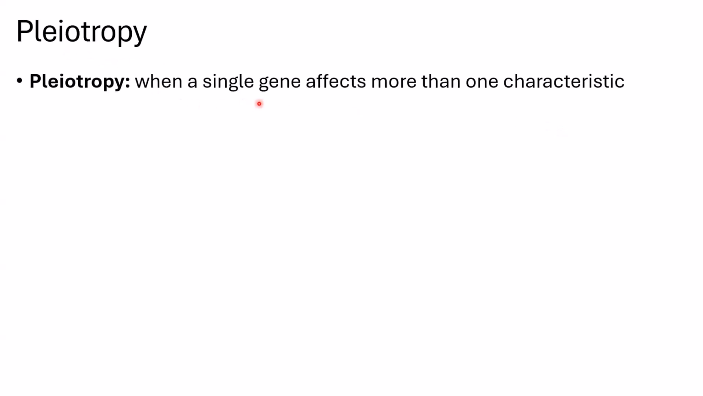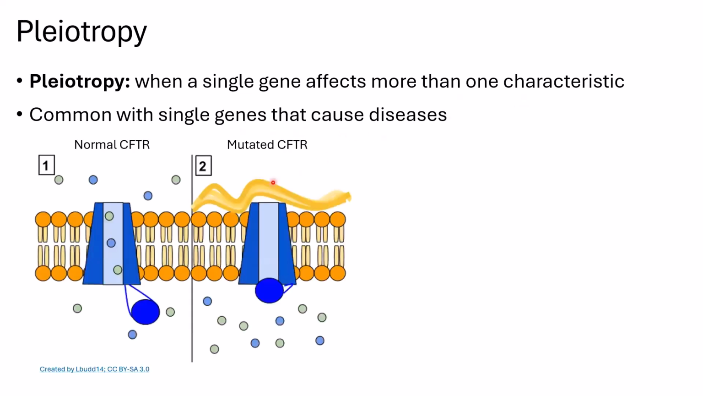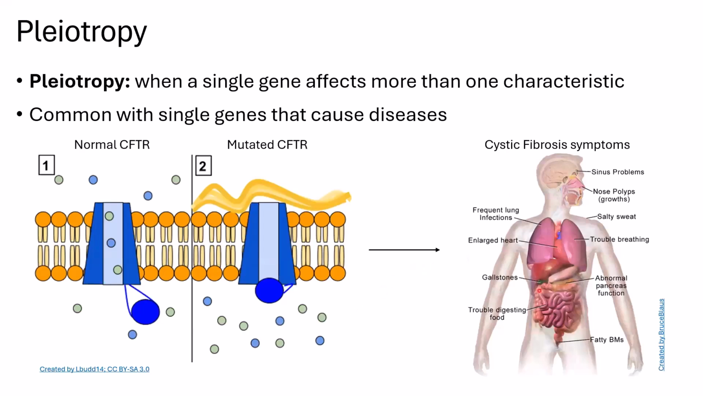On the other end, we have pleiotropy, which is when one gene manifests as multiple phenotypes. This is very common with single genes that cause diseases. For example, cystic fibrosis is caused by a mutation in a gene called CFTR. This gene creates a chloride channel that is found in many different types of cells. Since so many cells are affected if this gene is mutated and the chloride channel isn't working, many parts of the body are affected, including the nose, lungs, heart, and digestive system.